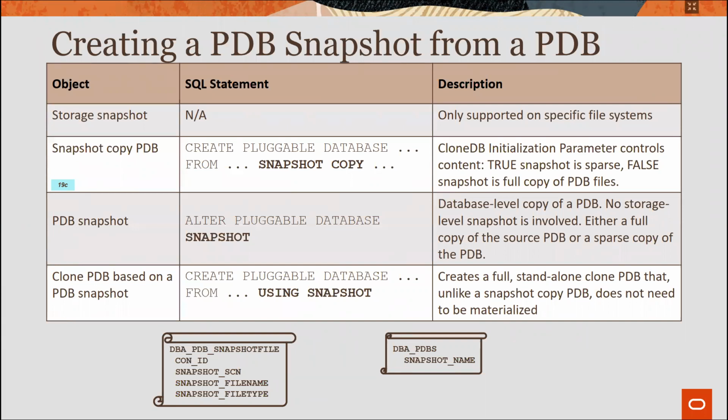If we look at the bottom, we have some identifiers showing where you can find information about the new snapshot you've created. You can look at DBA_PDBS to see the snapshot name now, and you can see DBA_PDB_SNAPSHOTS to see additional information associated with it that's more distinct for that particular container.